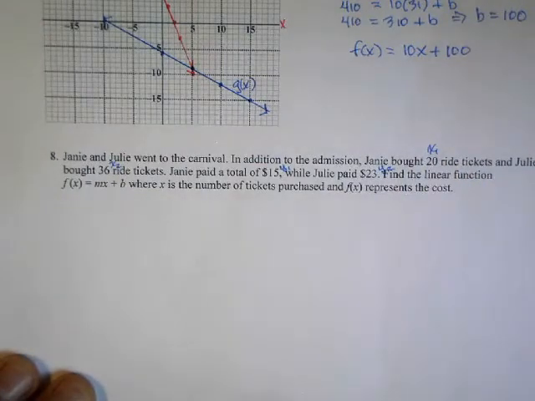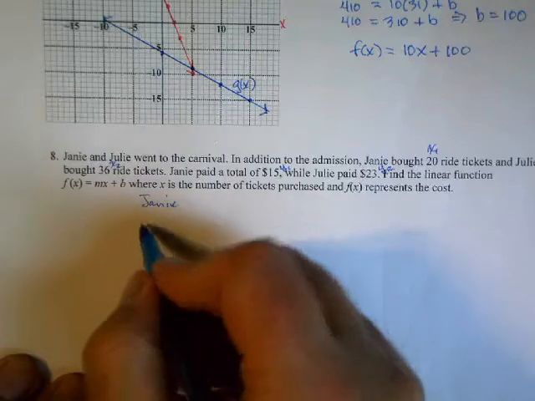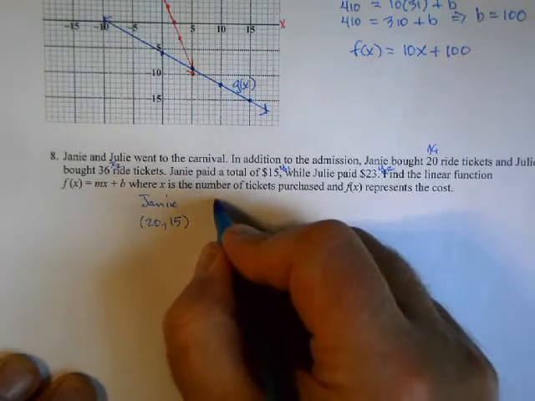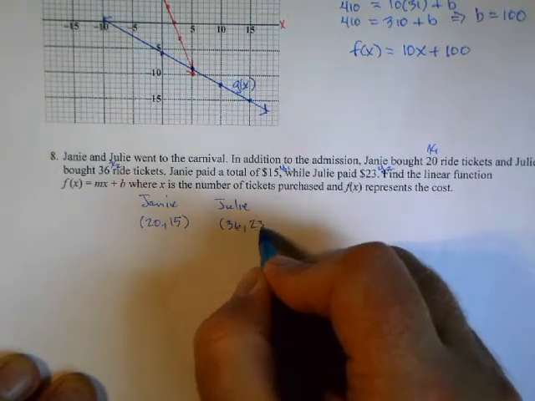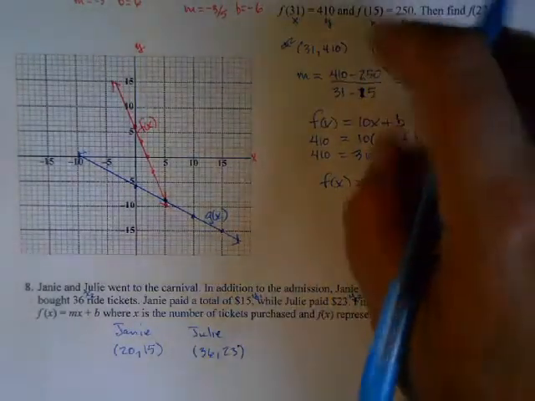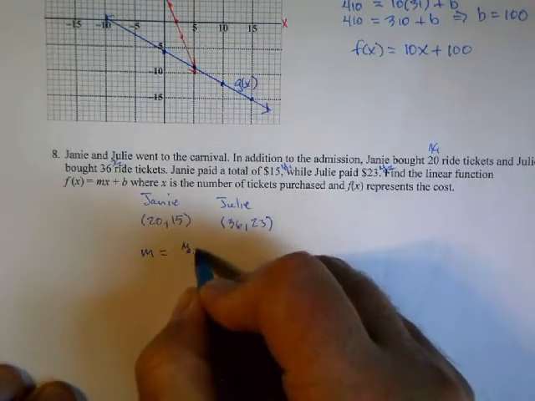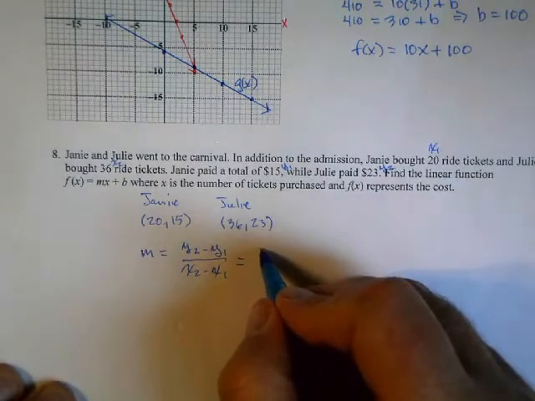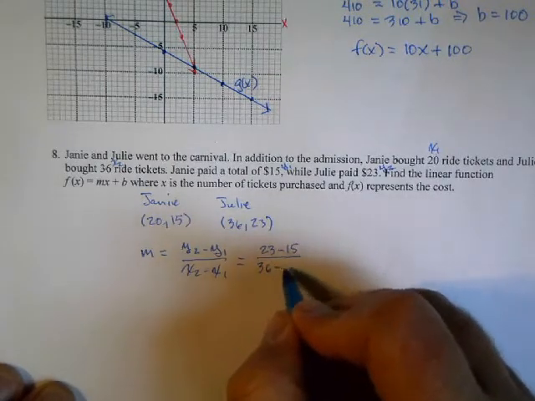So then for Janie, basically 20 tickets for $15. And for Julie, 36 tickets for $23. And now note, if I just raise a bit, now I'm right back to what I was doing up here. I can go ahead and find my slope. So, again, y2 minus y1 over x2 minus x1. So, we've got 23 subtract 15 over 36 subtract 20. That's 8 over 16, which says m is 1/2.